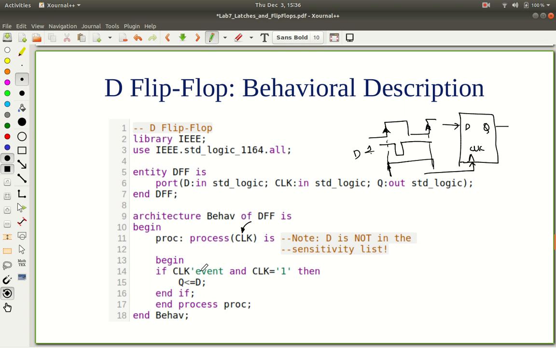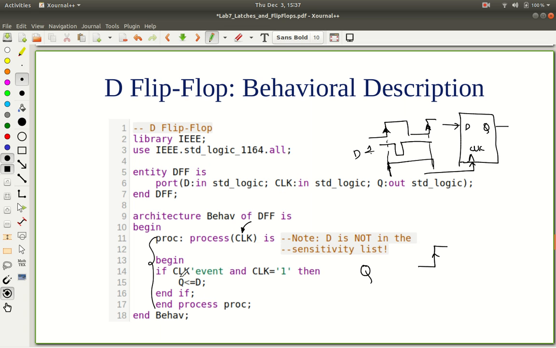That means only when the clock changes do we evaluate this, and in between, even if D changes, the output or the state of this block, that is Q, remains unchanged. So even if D changes, Q remains unchanged. But when there is an edge on the clock, then we find the next state Q. We evaluate this. So this syntax here, clock tick event, indicates there is an edge on the clock. So if there is an edge on the clock, and if clock is 1, that means it's a rising edge.